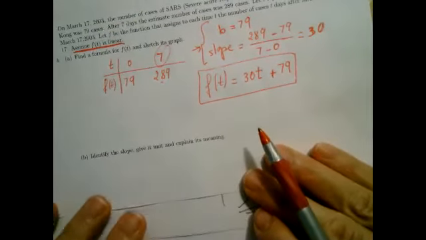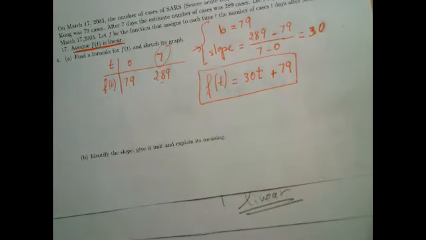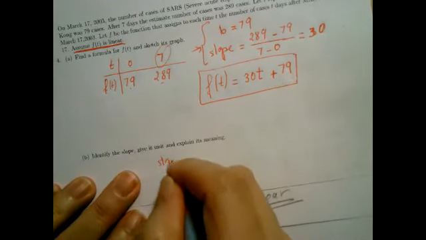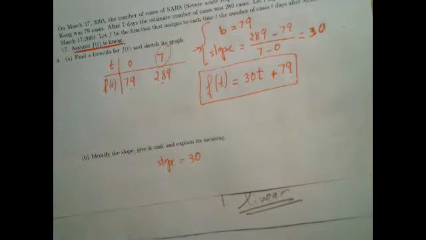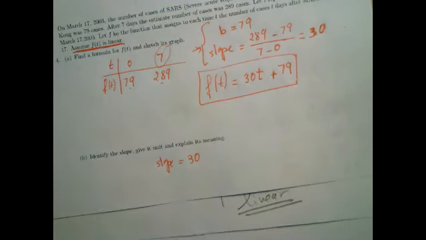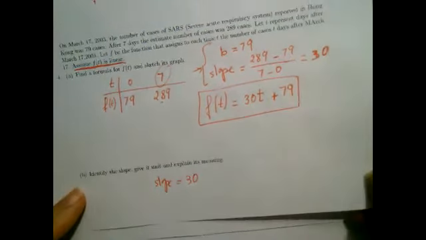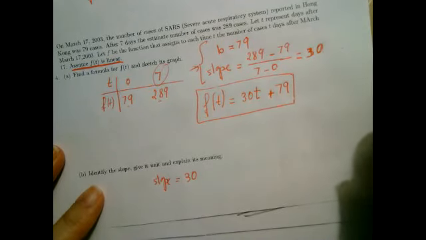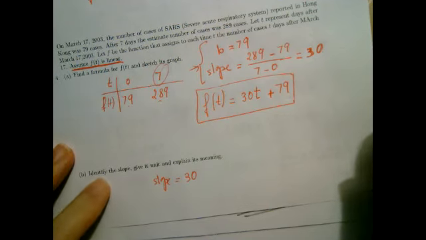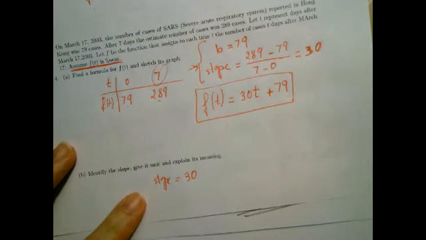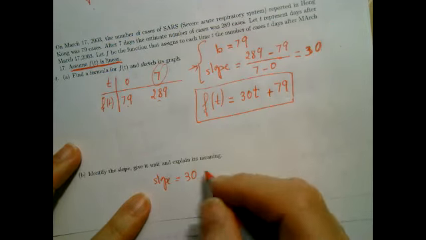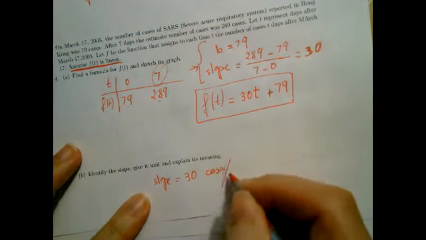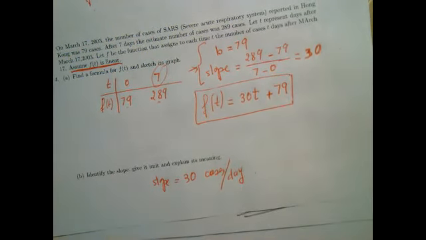Now identify the slope, give it a unit, and explain its meaning. So the slope is 30. That's not a big deal. What's the unit of the slope? People per day. Can we do better than people? Cases per day. Cases, not case, I won't accept case. 30 cases per day. That's the unit.